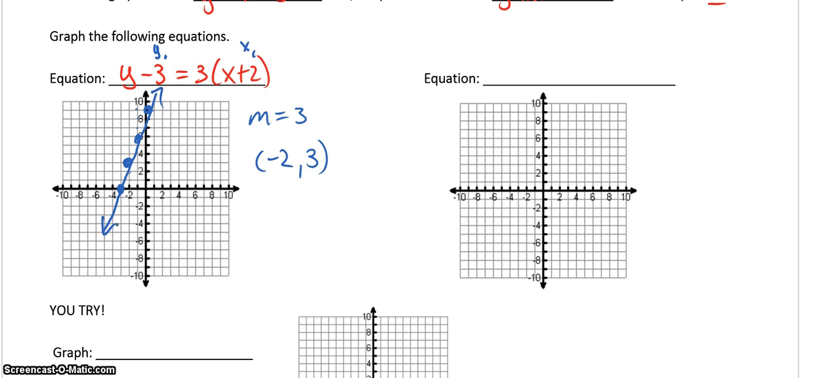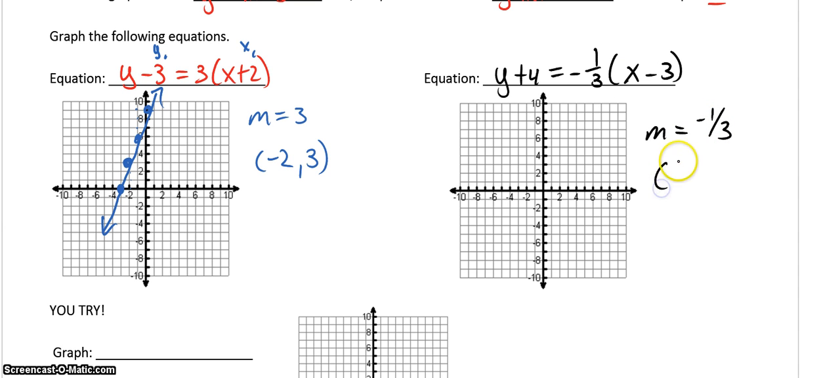Okay, let's do one more together, and then I'll give you one to try at home. So we've got the equation y plus 4 equals negative 1/3 times x minus 3. My slope is negative 1/3. My point, again the signs are going to switch, 3 comma negative 4.